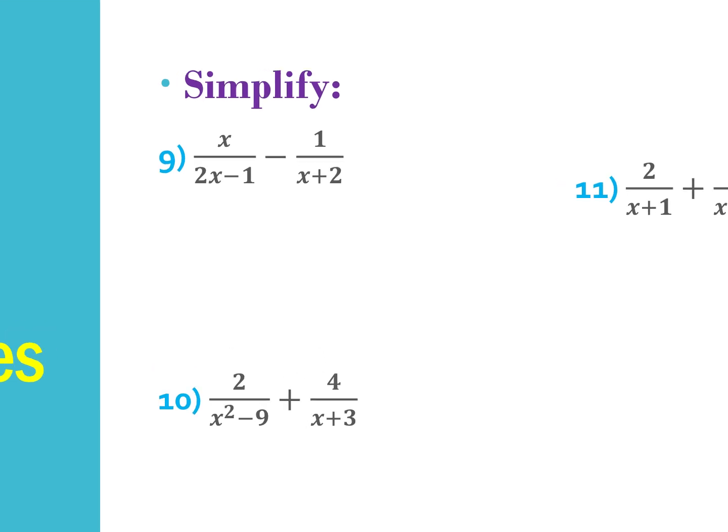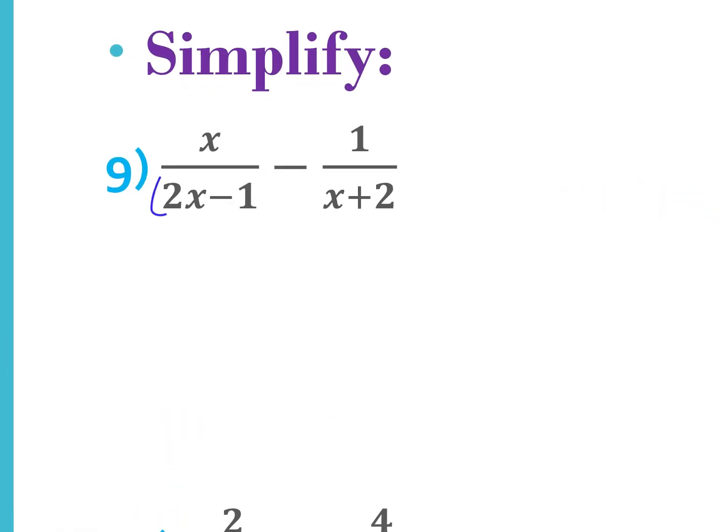Again, assess kind of what you have going on here. One denominator is 2x minus 1. One is x plus 2. There's no factoring that you can do there. You can't simplify, take anything out. So just put a hug around it.